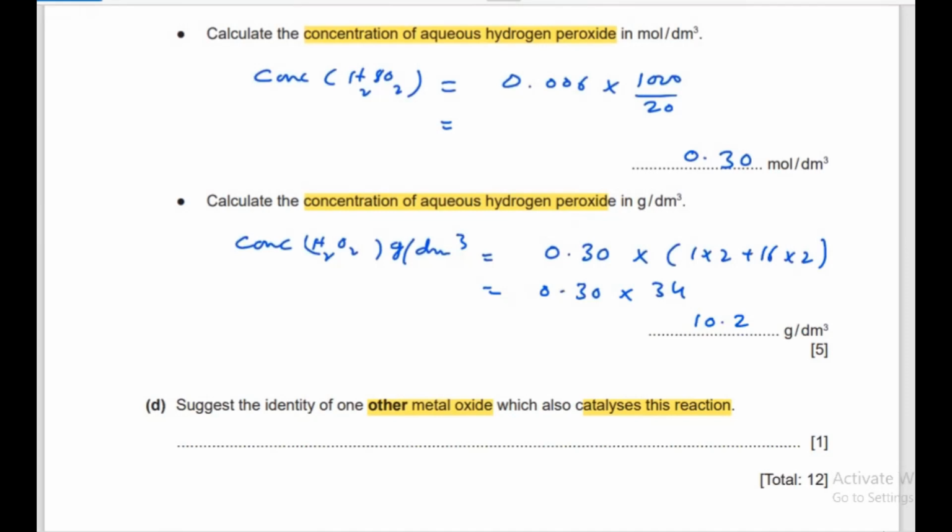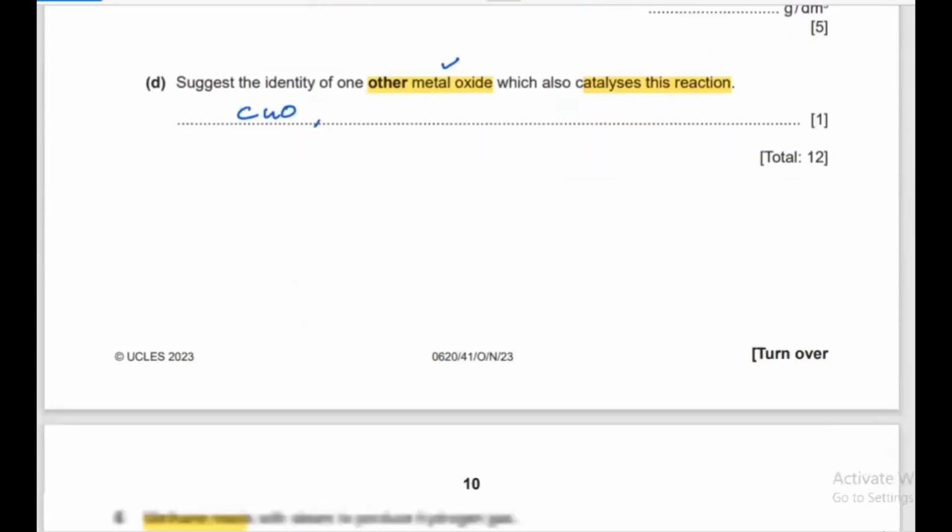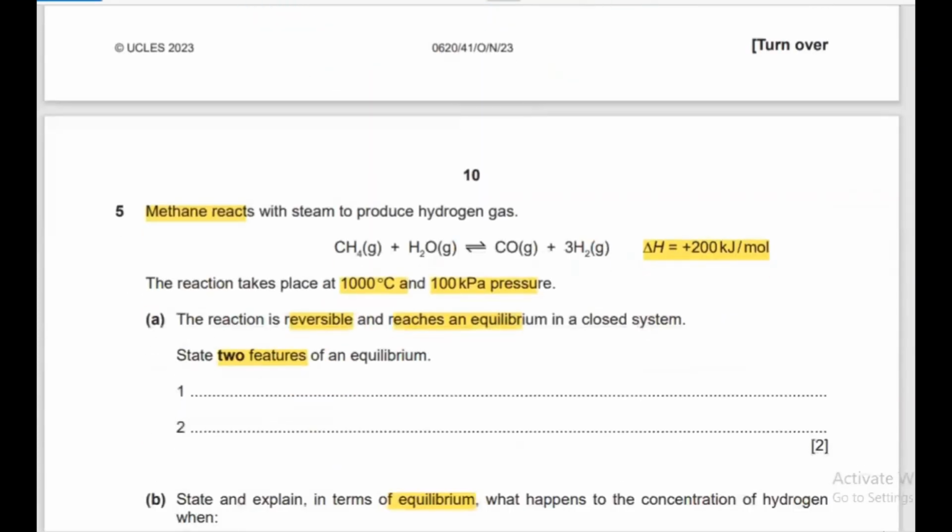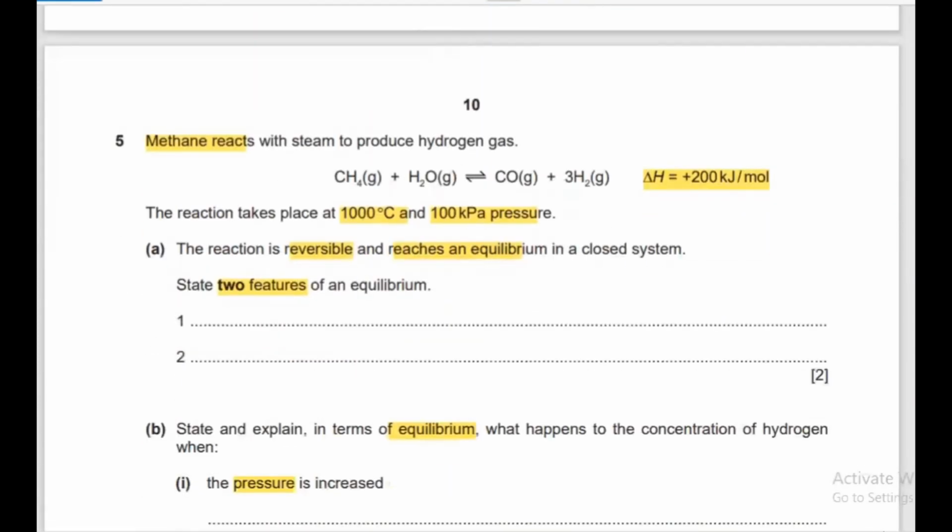State the identity of one other metal oxide. Generally, the transition metals and their oxides can be used as a catalyst. So you can use copper oxide or any transition metal oxide. Okay, the next part is regarding the reversible reaction, in which methane combines with steam to get carbon monoxide and hydrogen gas.